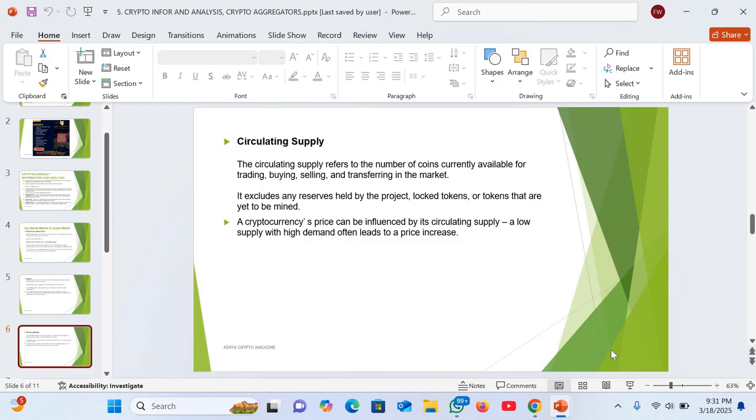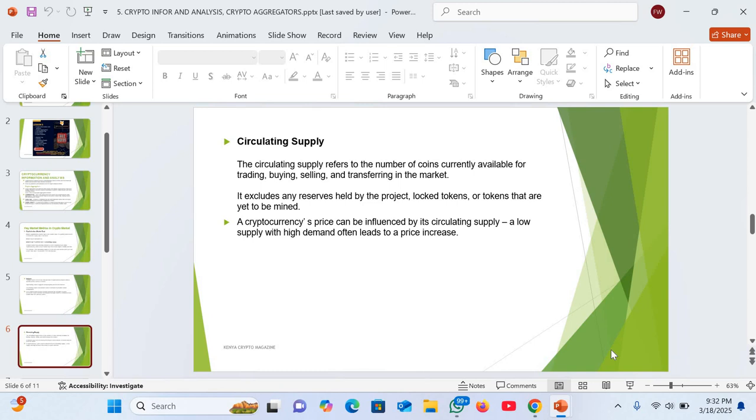So the third metric that we are going to cover tonight is circulating supply. Circulating supply, it simply refers to the number of coins that are currently available for trading, buying, selling, and transferring in the market.